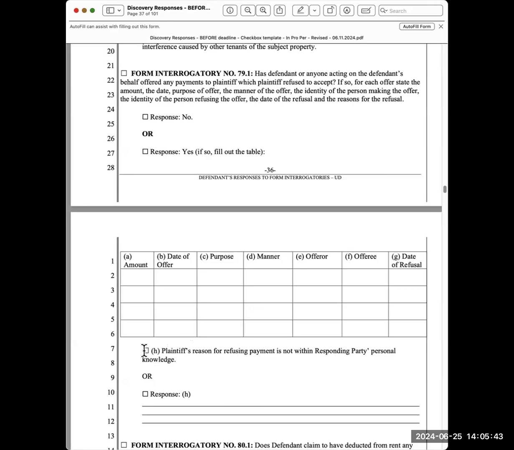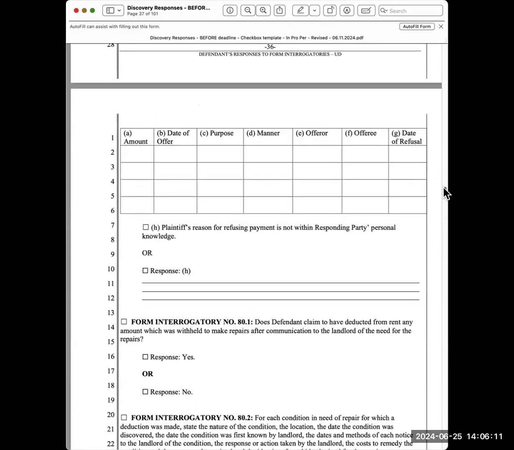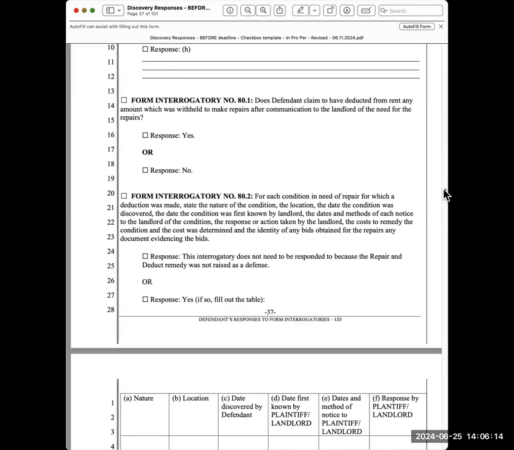If the plaintiff's reason for refusing the payment is not within your knowledge, you check here. However, if they made it known to you, for example, we're not going to accept it because you're not paying the entire amount owed, you can check here and write out that explanation. Whatever the honest, accurate answer is, that's what you put. Remember, if it's not checked, just go on to the next checked question. You only have to answer the questions that were checked by the opposing counsel. If it's checked, you answer to the best of your ability.